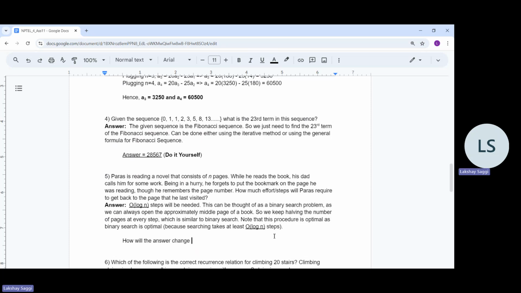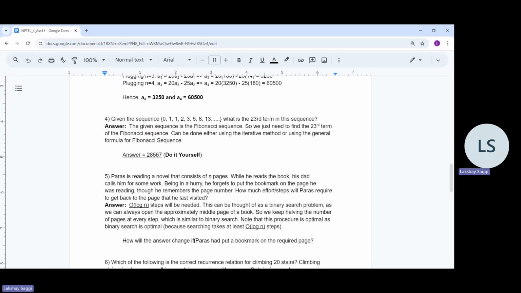So here what we had is that Paras forgot to put the bookmark on the page he was reading, right? Suppose Paras did not forget. How will the answer change if Paras had indeed put a bookmark on the required page?